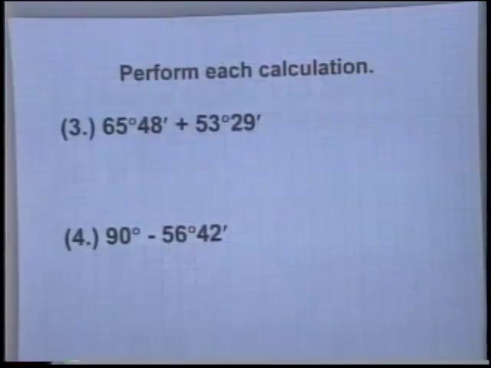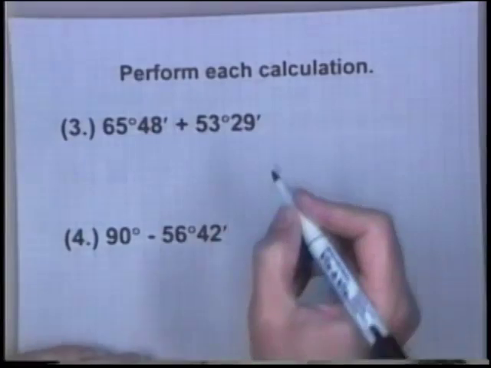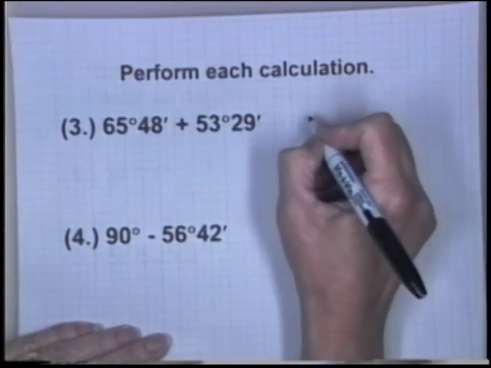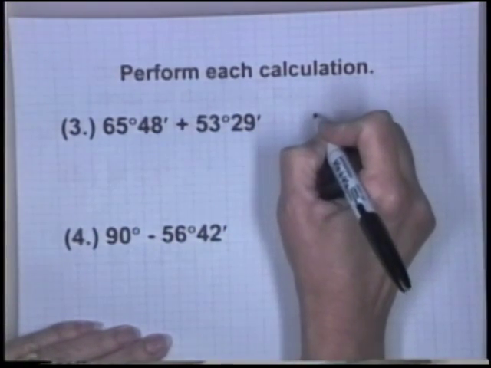Sometimes in trig we have to add two angles together or subtract two angles. So let's look at how we perform those operations. On problem number 3, we are to add 65 degrees 48 minutes to 53 degrees 29 minutes. We add degrees to degrees and minutes to minutes.